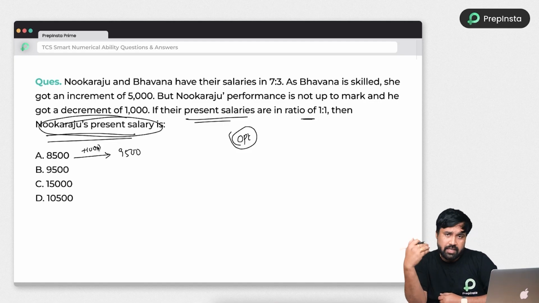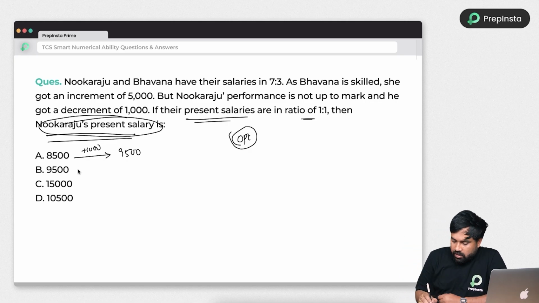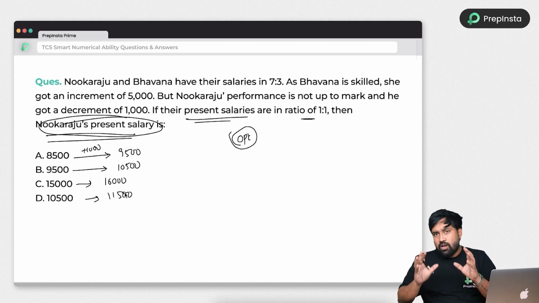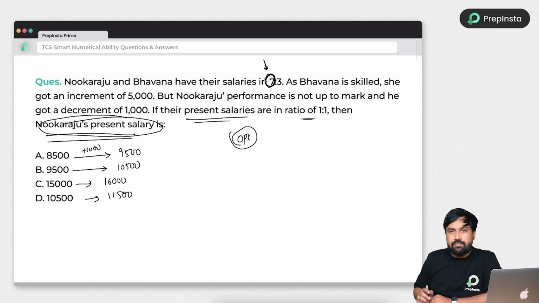See how logically I am thinking. I am explaining, actually I am not solving the problem quickly on my own. I am explaining it to you. So if I add 1000 back, it is 10,500 and it is 16,000 and this is 11,500. Guys, according to the ratio concepts, if the salary ratio was 7:3, then definitely the first person's salary must be a 7 multiple, am I right or not?